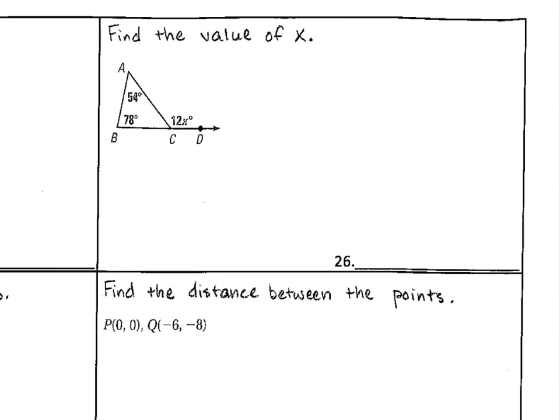Okay, 26, we want to find the value of x again. Alright, now we're dealing with these exterior angles here. In order to get this angle out here, you just add those two together. So in this case, I would probably set this up to say something like 12x is equal to 78 plus 54. Now you finish it on from there.